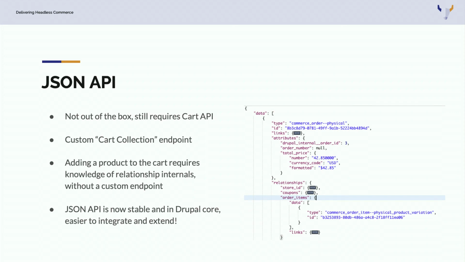So it provides that custom cart collection. Right now, adding a product to the cart requires knowing that I need to create an order item, then attach that order item to the cart. It's very internal. You need to know the internals. We want to abstract that out, and still keep it a RESTful interface.